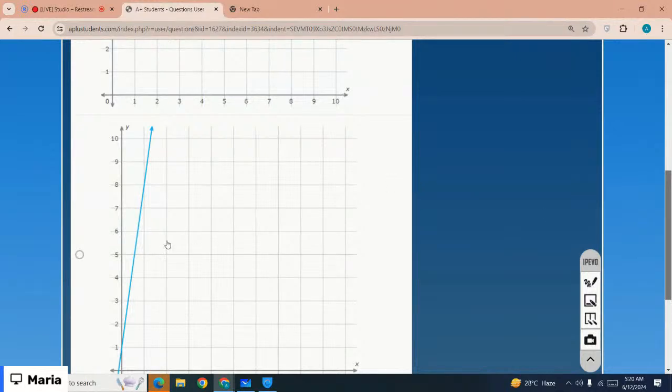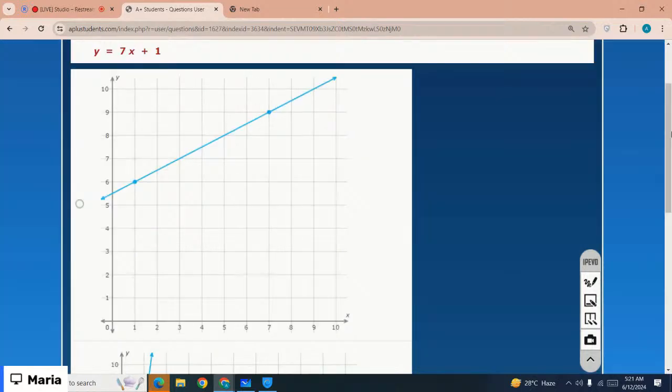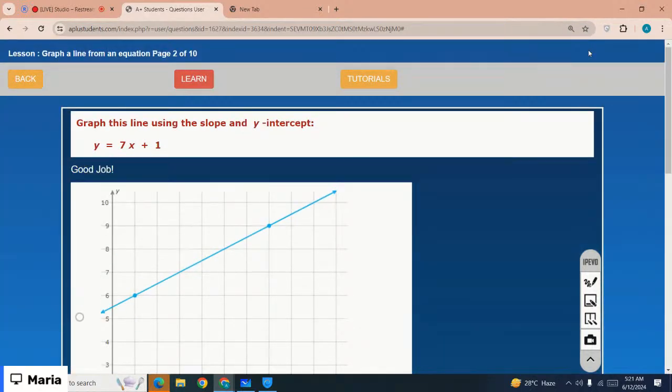Option number 2 is the correct option. Here is the point 0 and 1, right? So option number 2 is the correct option.